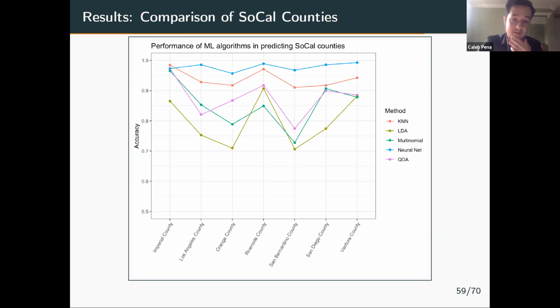So if you look at Riverside County, for example, or Imperial County or Ventura County, those 3 counties, any method that you choose is going to do a pretty decent job at making those predictions. But if you look at, say, San Bernardino County or Orange County, it's a lot more difficult to make those predictions using those parametric methods.